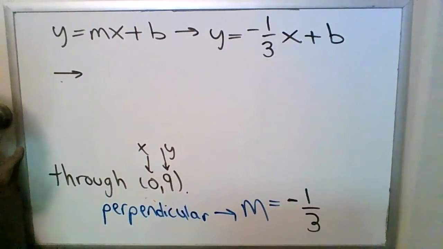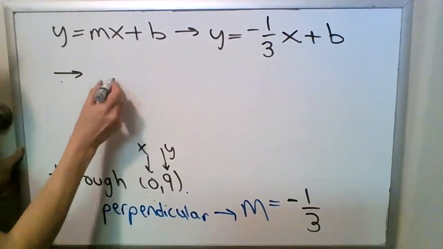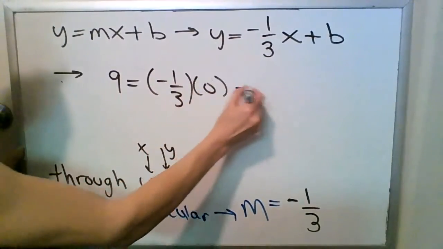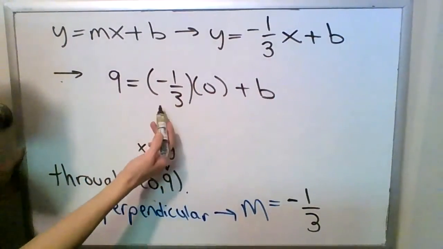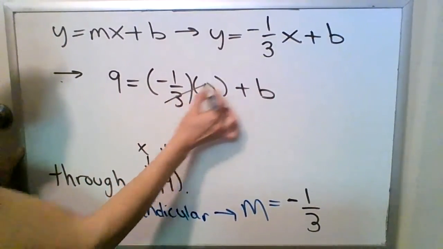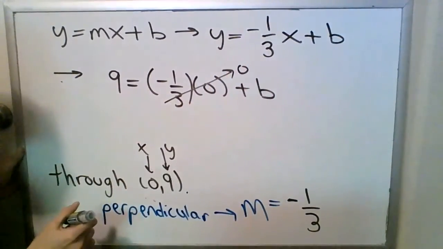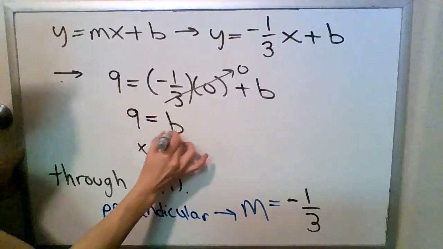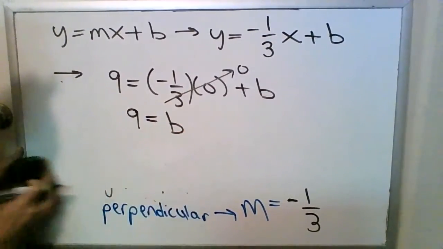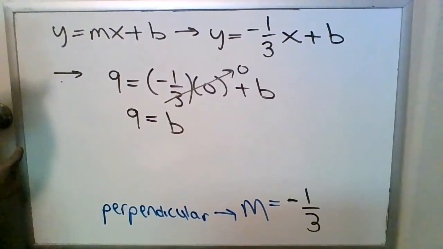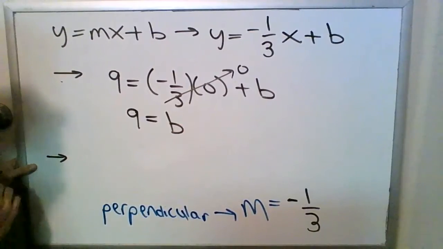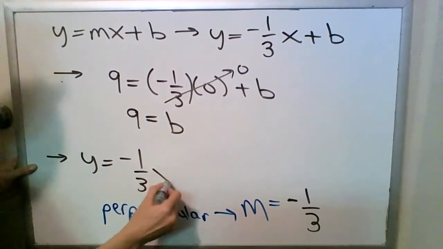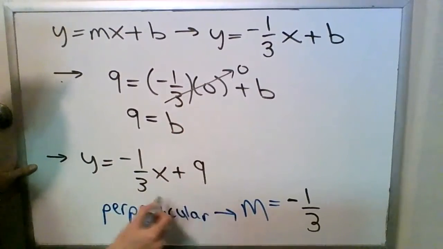Okay, 9 equal to negative 1/3 times 0. And then add b. So 0 times a number is 0. And we have 9 equal to b. Okay, the line is y equals negative 1/3 x plus 9.